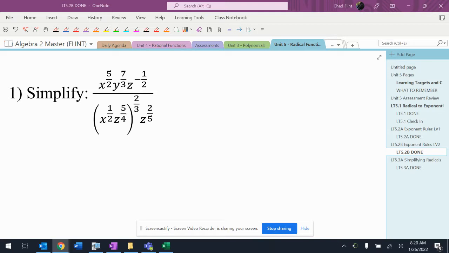All right, so there's no root, so I'm not changing anything into exponential form because it's already in exponential form. I'm going to find any negative exponents that might exist, and I'm going to move them first. So that has to go to the bottom.